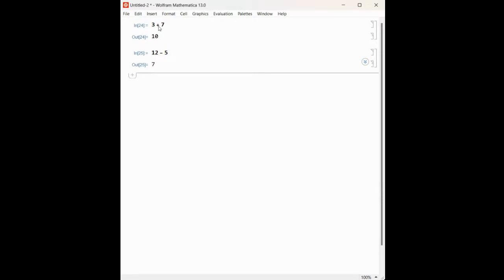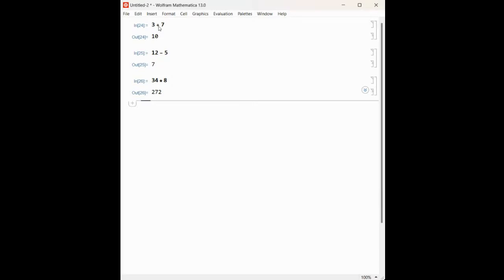But if you want to multiply, write your numbers, and then use this star, and then say multiply by 8. Hold your Shift and press Enter, and it gives you what you want. Okay, so that is for some of this arithmetic.